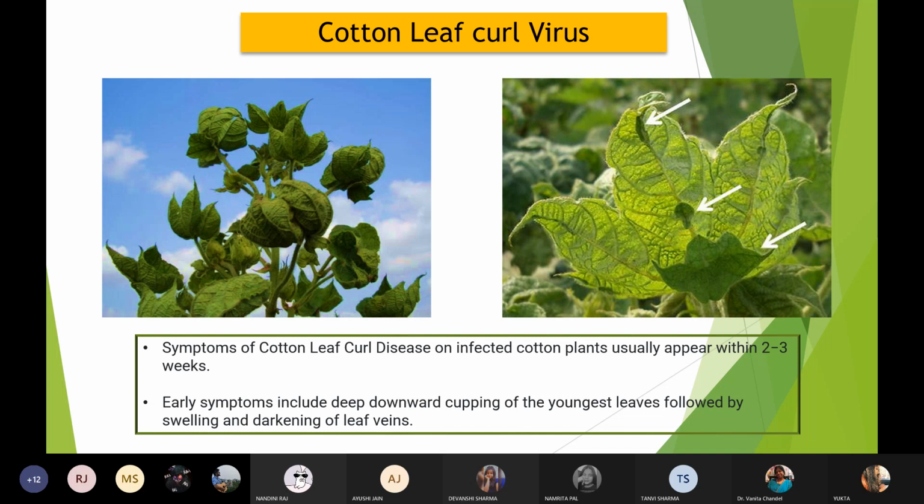Early or severe infection of cotton leaf curl disease may lead to stunted plant growth, and infection while the plant is still young can significantly impact flowering, boll formation, maturation, yield, and lint quality.